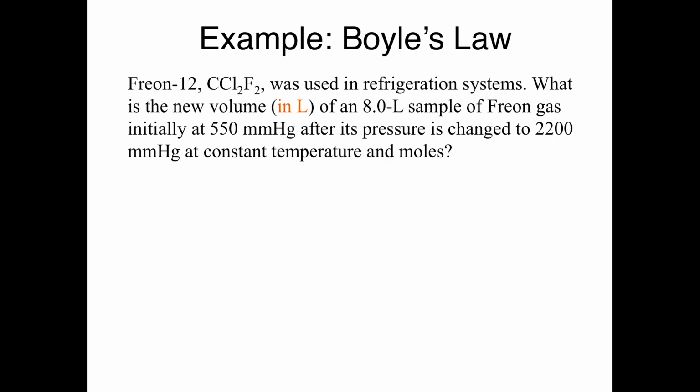This example reads: Freon 12, which has a formula of CCl2F2, was used in refrigeration systems. What is the new volume of an 8.0 liter sample of Freon gas initially at 550 millimeters of mercury after its pressure is changed to 2,200 millimeters of mercury at constant temperature and moles?